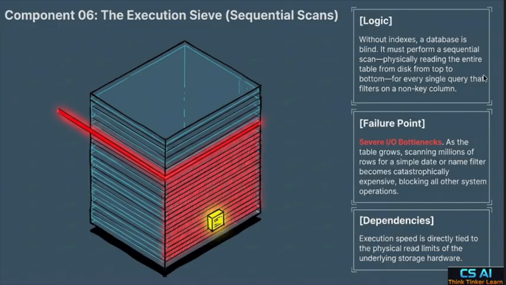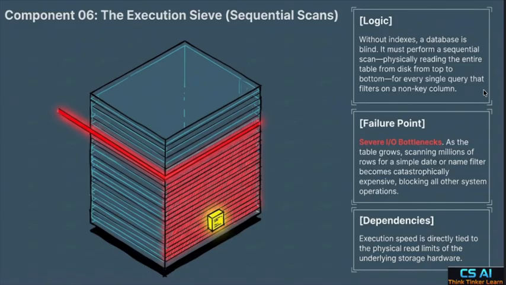Without indexes, a database is blind. It must perform a sequential scan, physically reading the entire table from disk, from top to bottom for every single query. As your table grows to millions of rows, this creates a severe I/O bottleneck that blocks all other system operations. In this state, your execution speed is directly tied to the physical read limits of your underlying storage hardware.